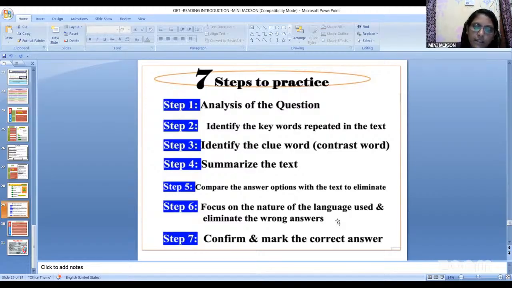Then the next one is confirm and mark the answers. Here in B and C, we need to bubble the portion given on the left side of the question. Options are given as A, B, C, D; just mark it darkly, like bubbling the circle. So if you follow these 7 steps, you can do your reading easily.